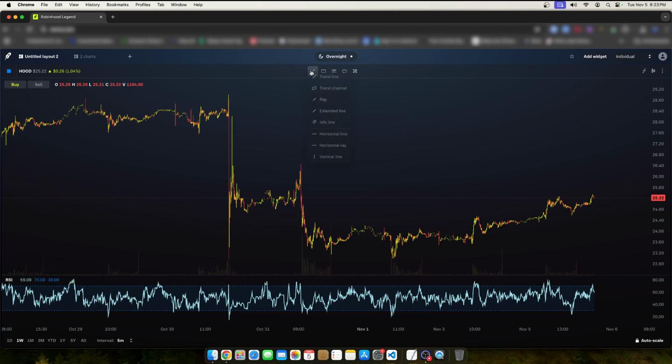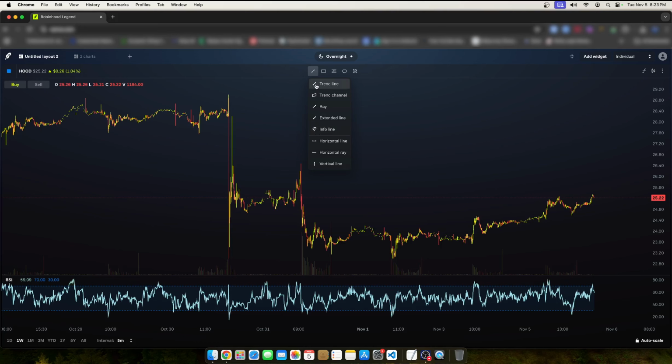When we click on lines, we have a whole bunch of different things that we can use. Horizontal line, horizontal ray, vertical line. We have a trend line, we have a trend channel, a ray once again, extended line, and an info line.